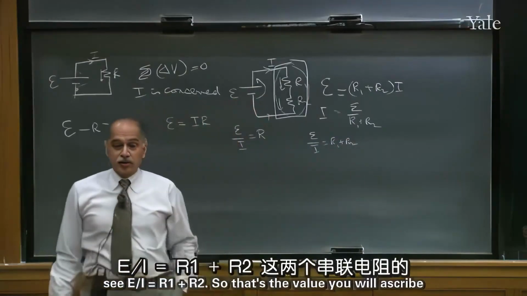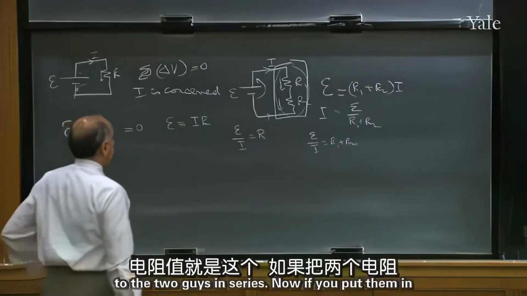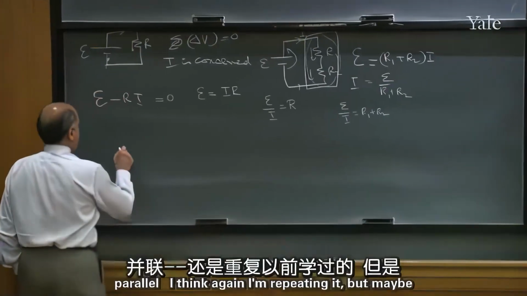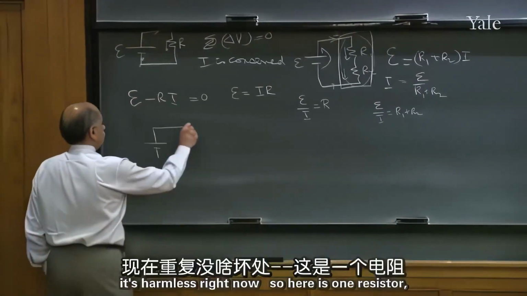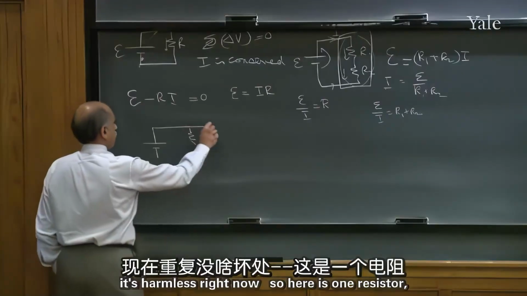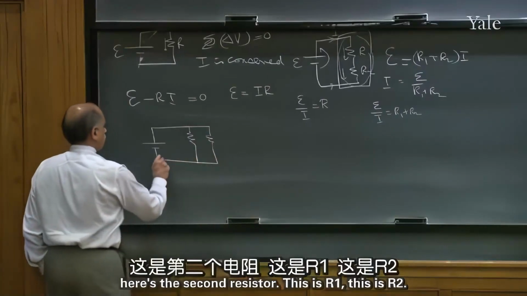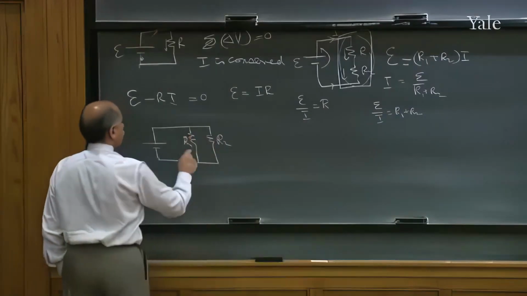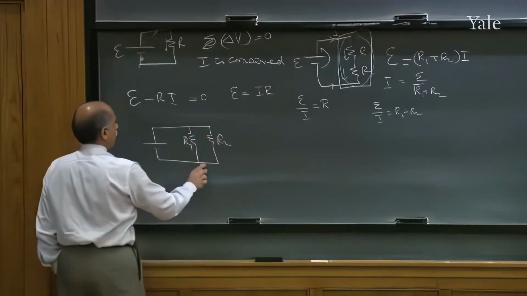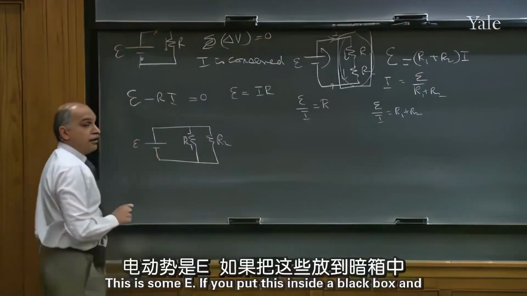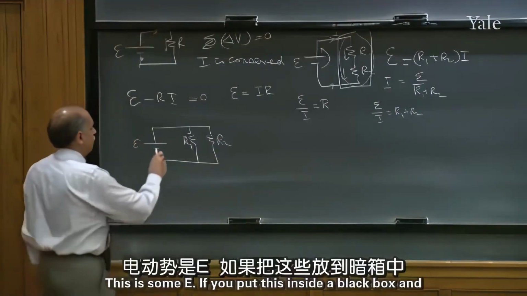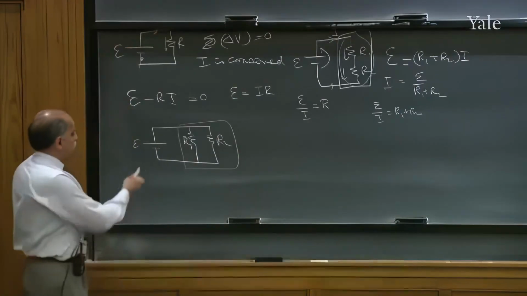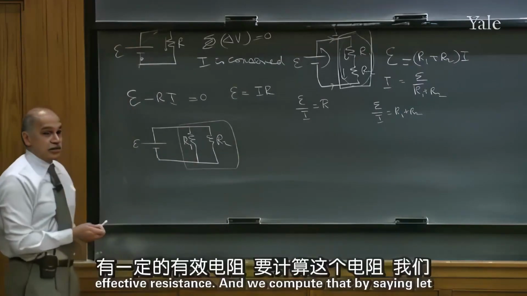So that's the value you will ascribe to the two guys in series. Now if you put them in parallel, I think again, I'm repeating it, but maybe it's harmless right now. So here is one resistor, here's the second resistor. This is R1, this is R2. And this is some E. If you put this inside a black box and someone says, hey, tell me what's inside, you don't know, it may not be this, but there'll be some effective resistance.